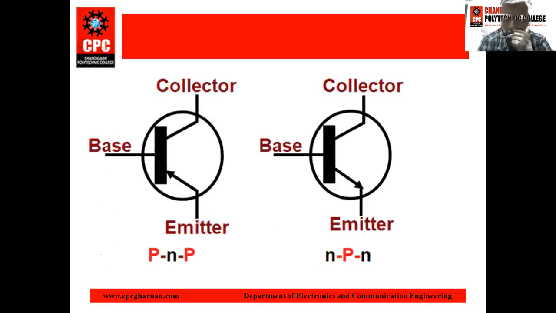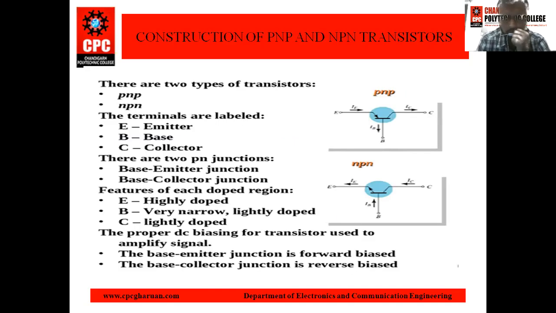And the last is the reverse region. Therefore we have the active region, cutoff region, saturation region, and reverse region. In the reverse region, the base emitter junction is reverse bias and the base collector junction is forward bias. The transistor basically works in the active region.